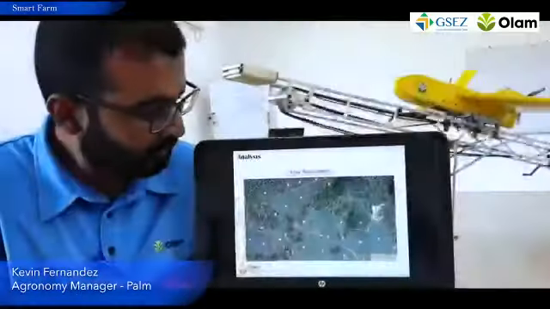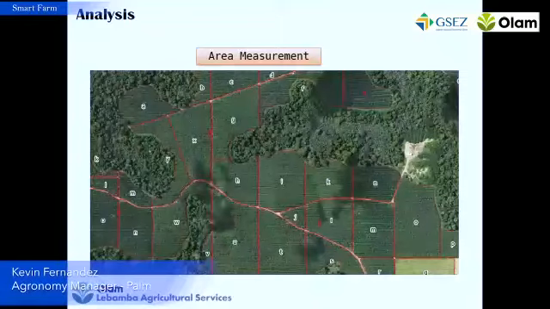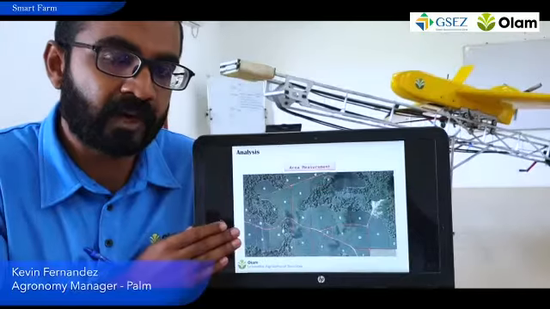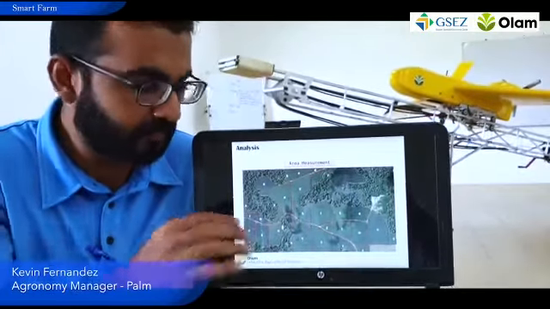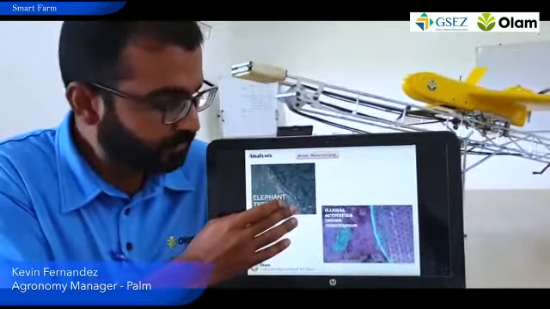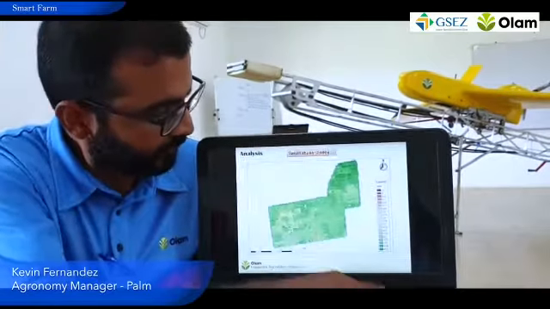The drone team can also do an aerial measurement of a total area. This measurement which you're looking at is a measurement of our rubber plantations in Bitam. Elephant trenching can also be seen from the drone, and we also can analyze which areas have been illegally logged which are near our plantation area.